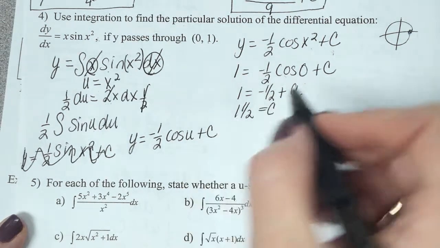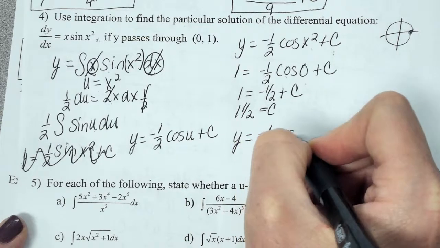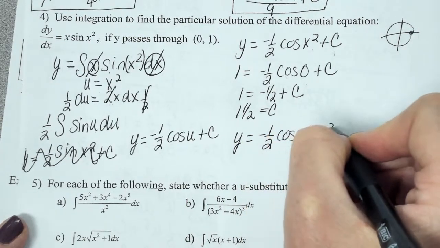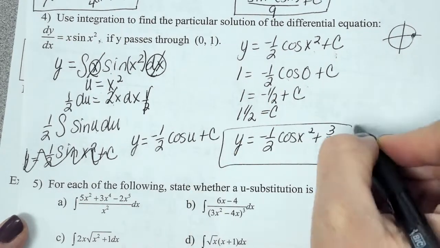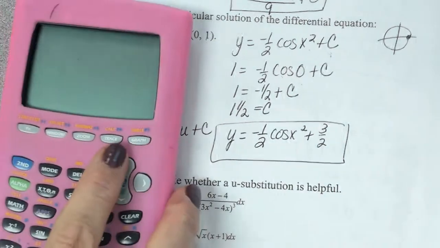Well, that means that we can go ahead and rewrite the equation. y equals negative 1/2 cosine x squared plus 3/2. That's going to be the function that has that derivative and that goes through that point.